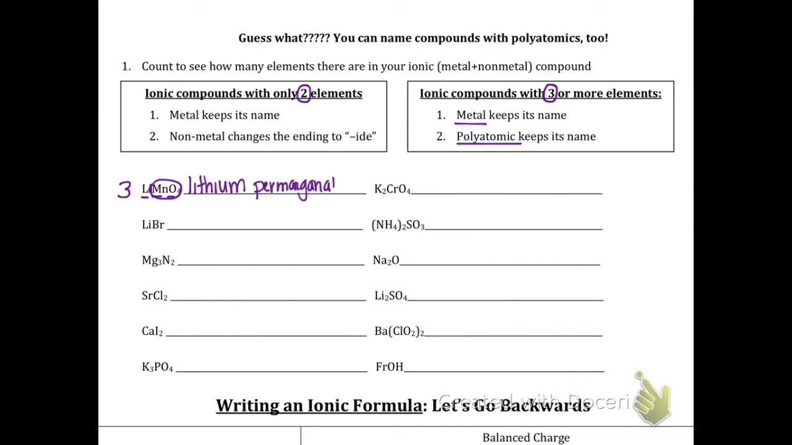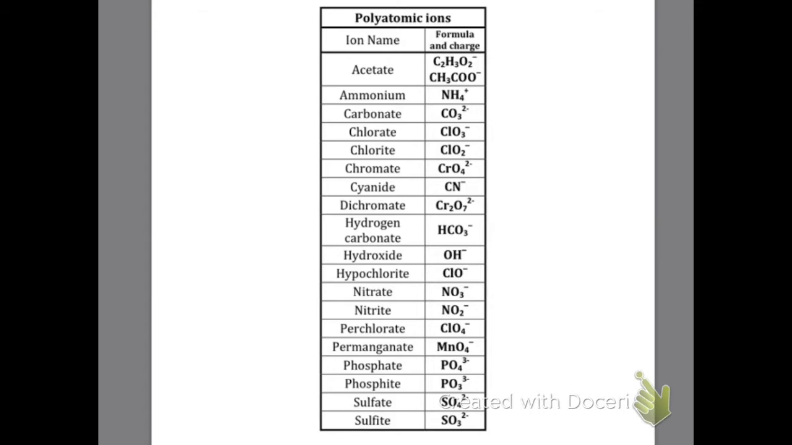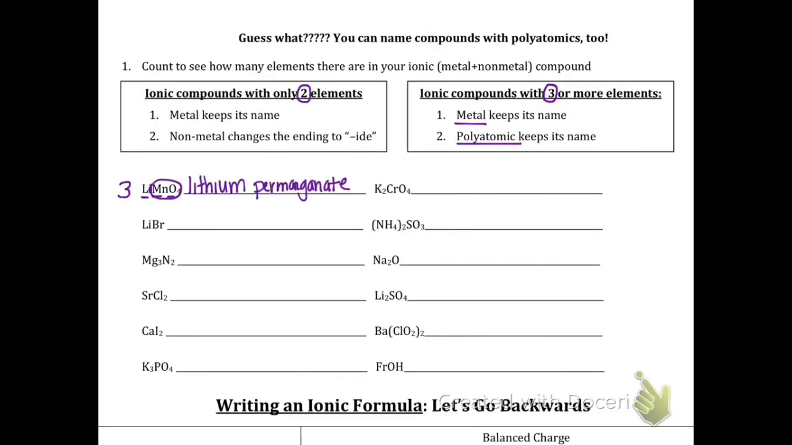So I'm going to write permanganate here, because we do not change the name of polyatomics. You write it exactly the way it is. Okay, permanganate is right here. And then you're going to write the name exactly the way you see it right here. Okay, let's do a couple more examples.